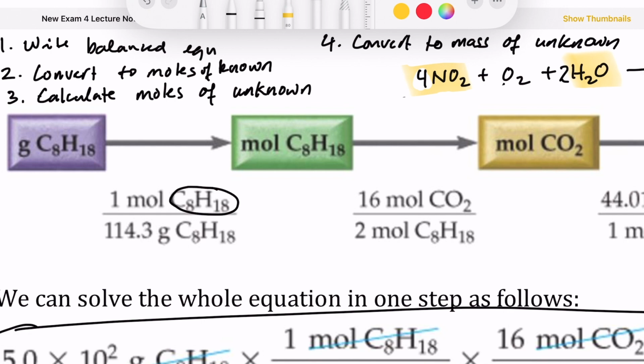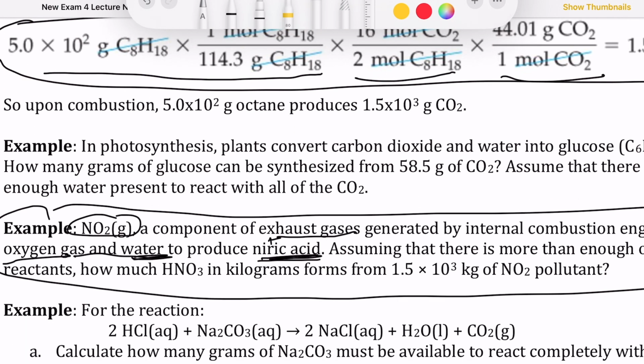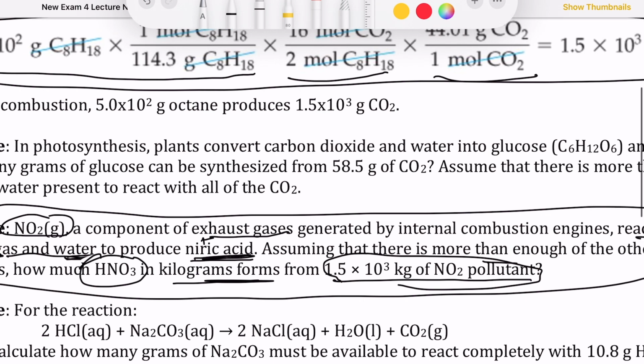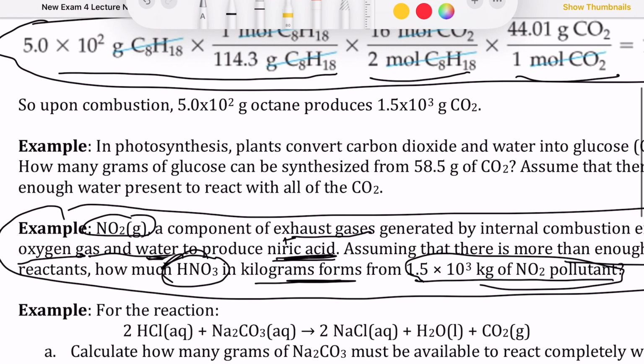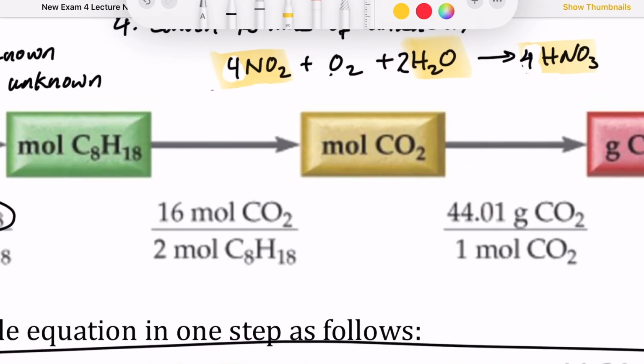Well, you have to convert to moles of the NO2, because remember that the balanced equation is only useful if we have units of moles. So let's take a look back at the problem. They say how much HNO3 is formed when we have this much pollutant. So in other words, they told us that we started with this much, we have more than enough of the other reactants, and we're trying to calculate the amount of HNO3.